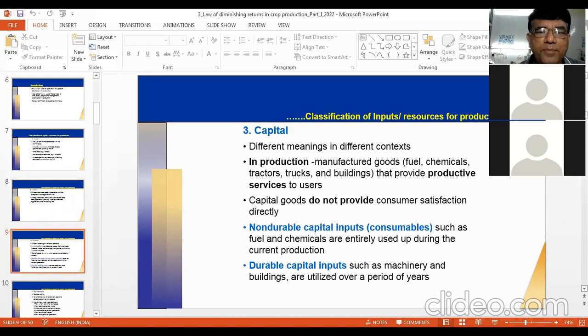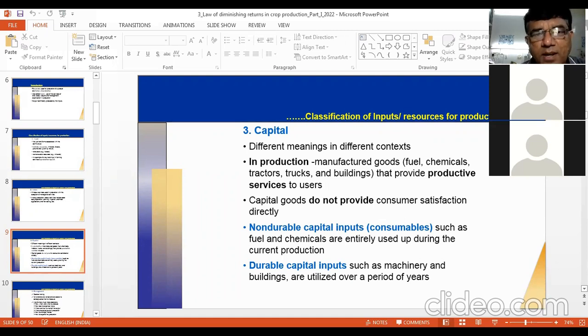There may be two kinds of capital goods or inputs. Non-durable capital inputs such as fuel and chemicals are entirely used during the current production. That is your capital. So without capital, no production can be taken up. No production is possible without capital.